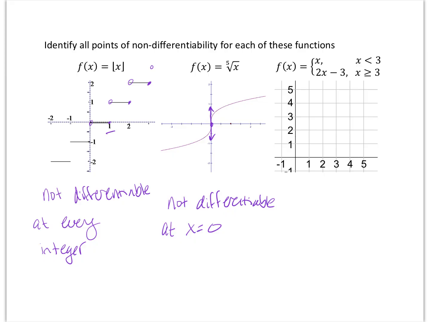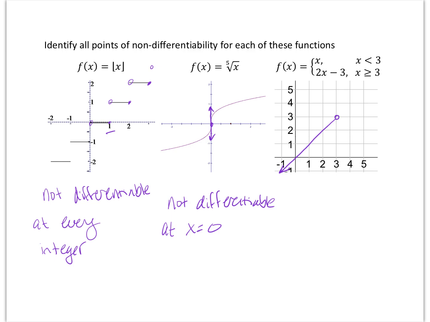And then for this last function, I need to graph it. I didn't give you the graph. We're going to have to draw it ourselves. So it's f of x equals x for x less than 3. So I'm just going to put an open circle there. And there's my line. And then 2x minus 3 for x greater than or equal to 3.